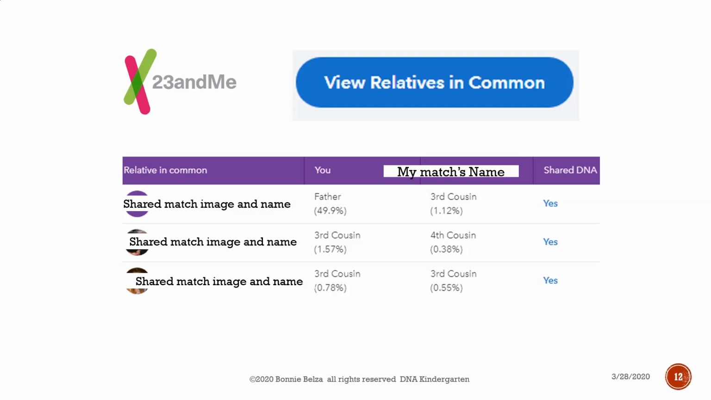You can see that they show you the percentage of DNA that you share with each person and that your match shares with each person. When you click on one of the shared matches, 23andMe will also show you the number of centimorgans that you share with someone, as well as the percentage.